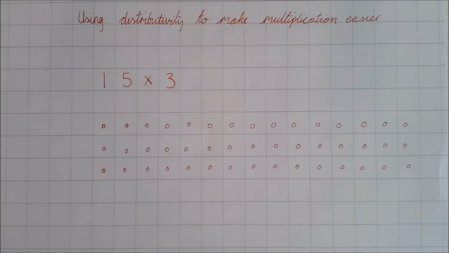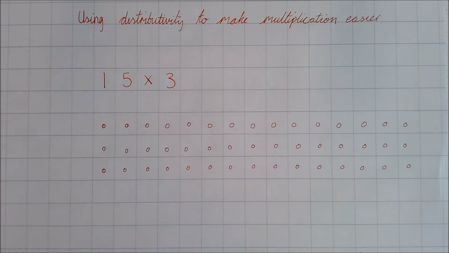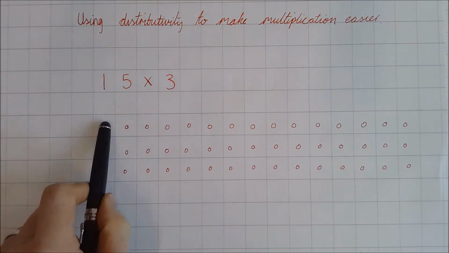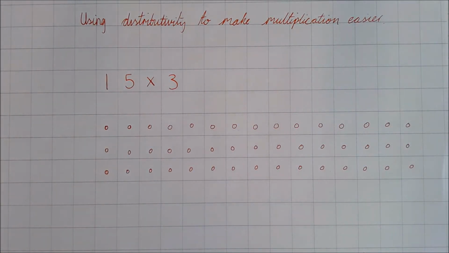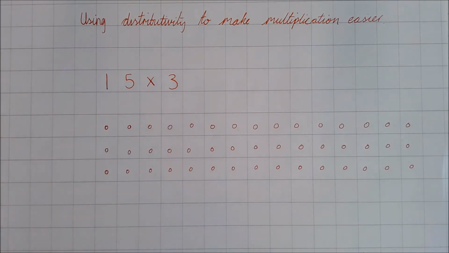Now we're going to look at using distributivity to make multiplication easier. I've represented 15 multiplied by 3 as an array. 3, this factor, and 15, this factor. Understanding distributivity will allow you to do calculations like this in your head. It will also help you understand short and long multiplication a lot better.